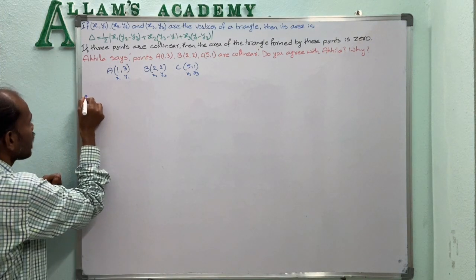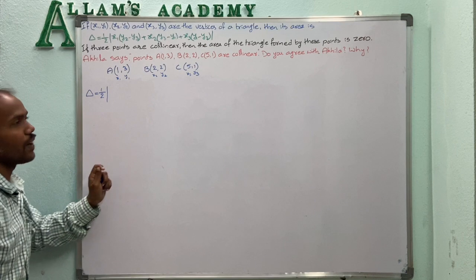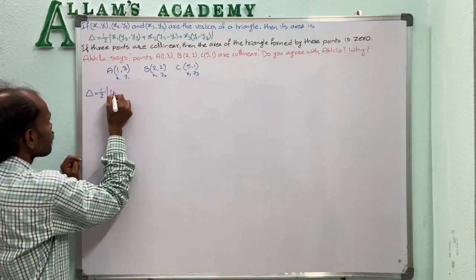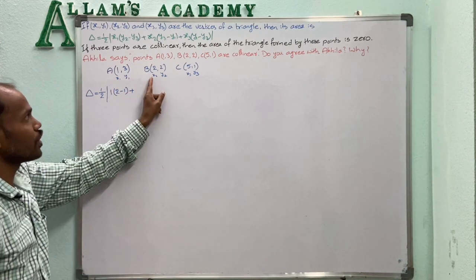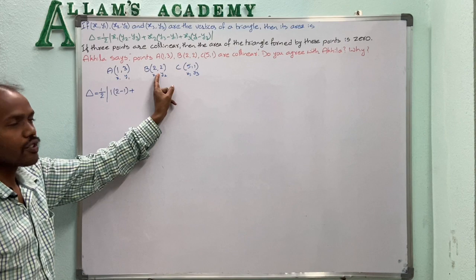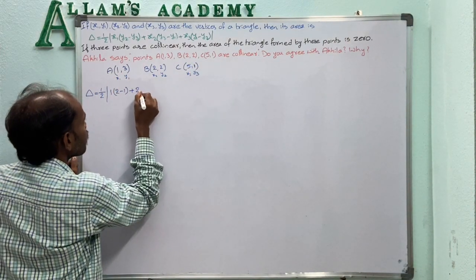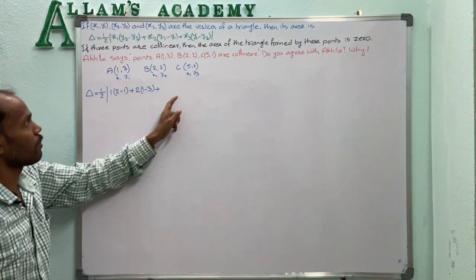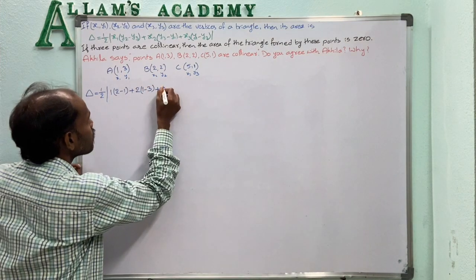Then the area of the triangle delta is equal to half mod x1 into y2 minus y3. So 1 into 2 minus 1, plus x2 into y3 minus y1. So 2 into 1 minus 3, plus x3 into y1 minus y2. So 5 into 3 minus 2.